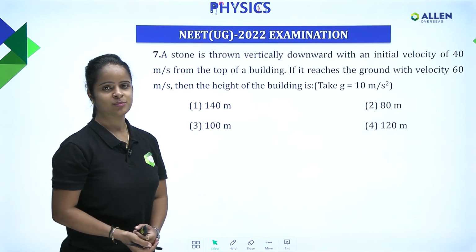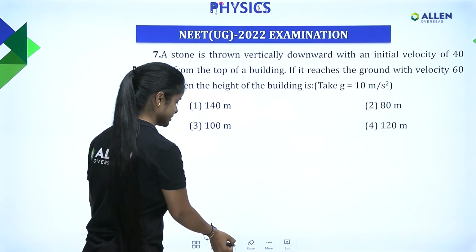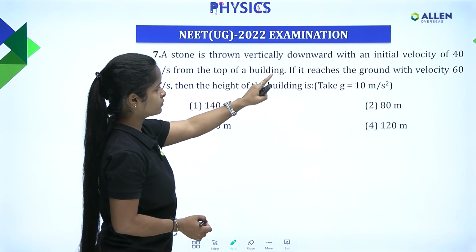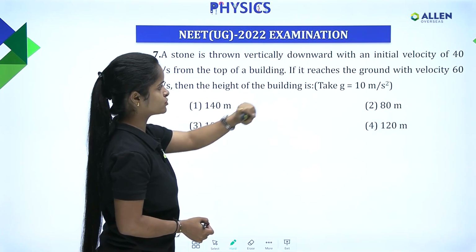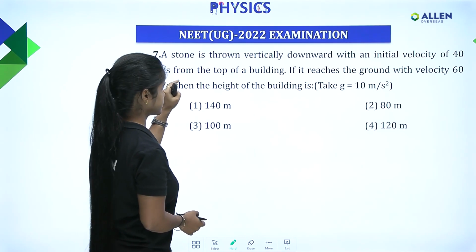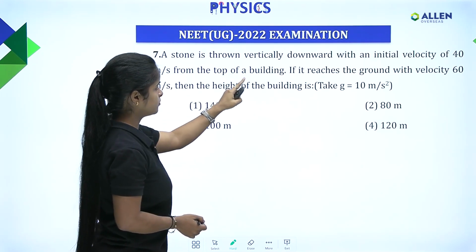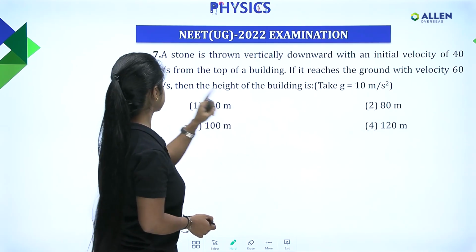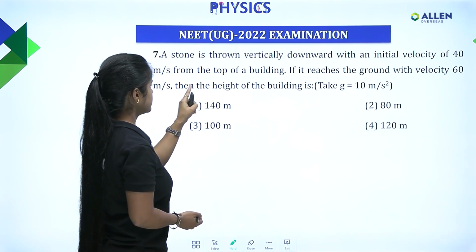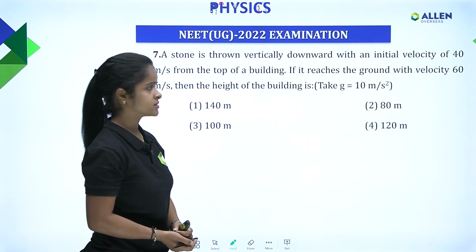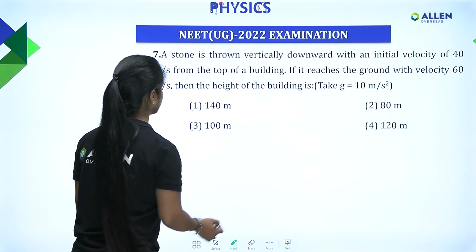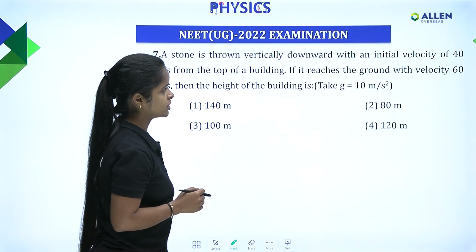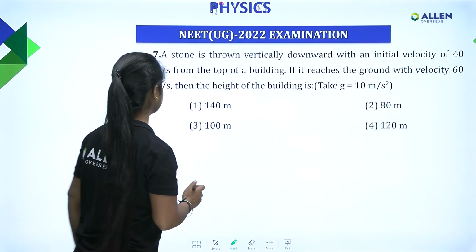Here is question number 7. Let's read what is written here. A stone is thrown vertically downward with an initial velocity of 40 meter per second from the top of a building. It reaches the ground with velocity 60 meter per second. Then the height of the building is. Like here in this question, what is written? A stone is thrown vertically downward with an initial velocity of 40 meter per second.